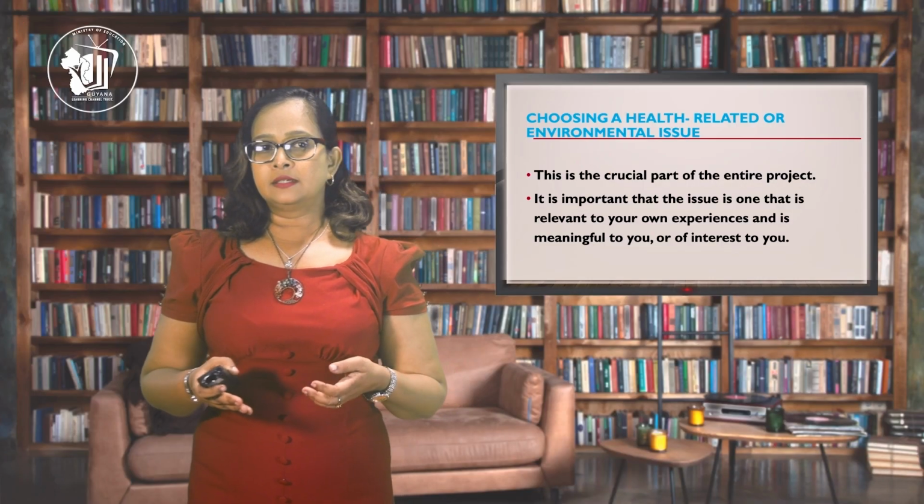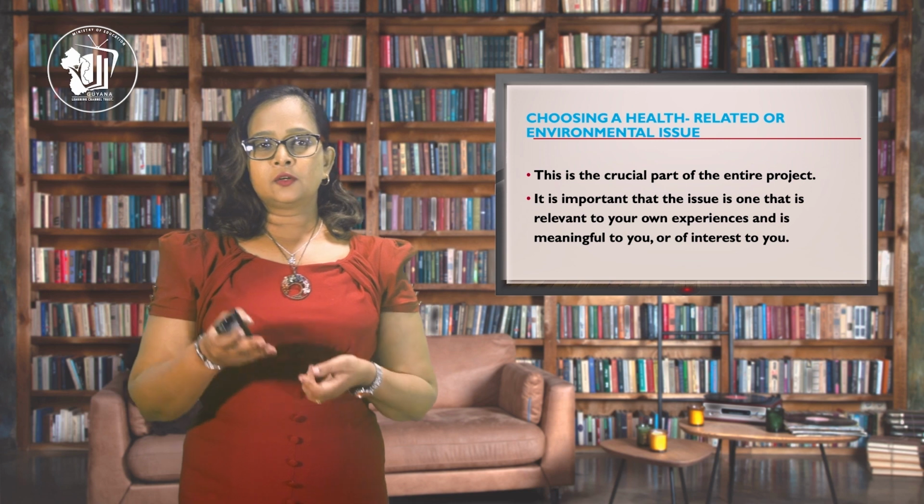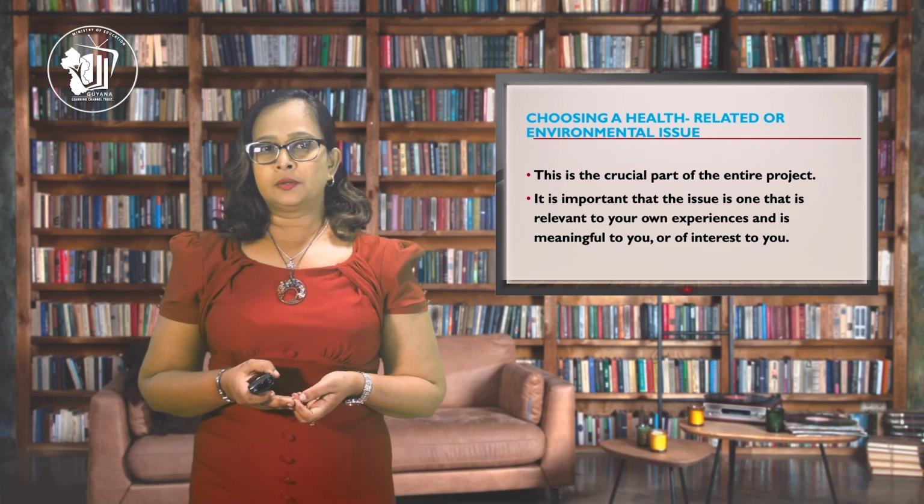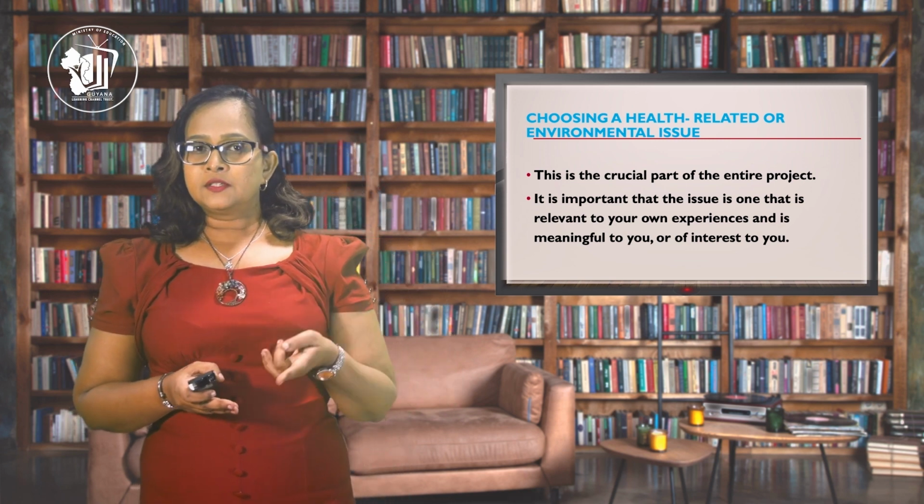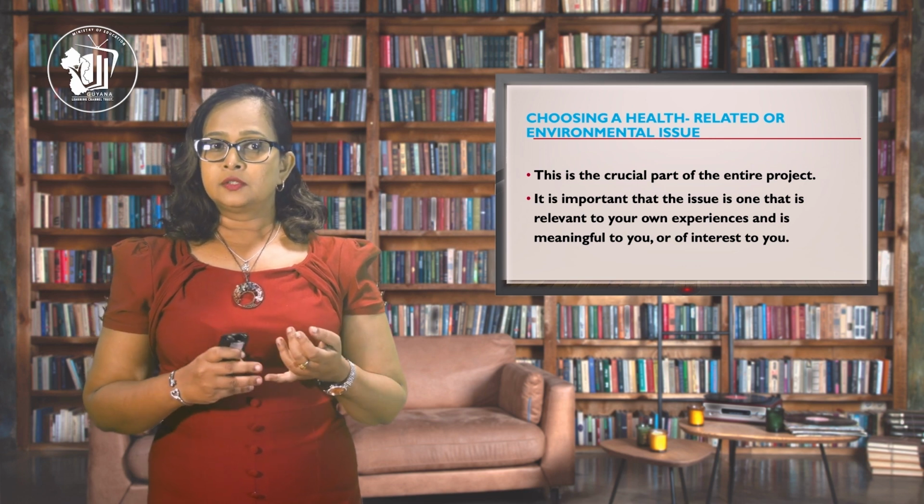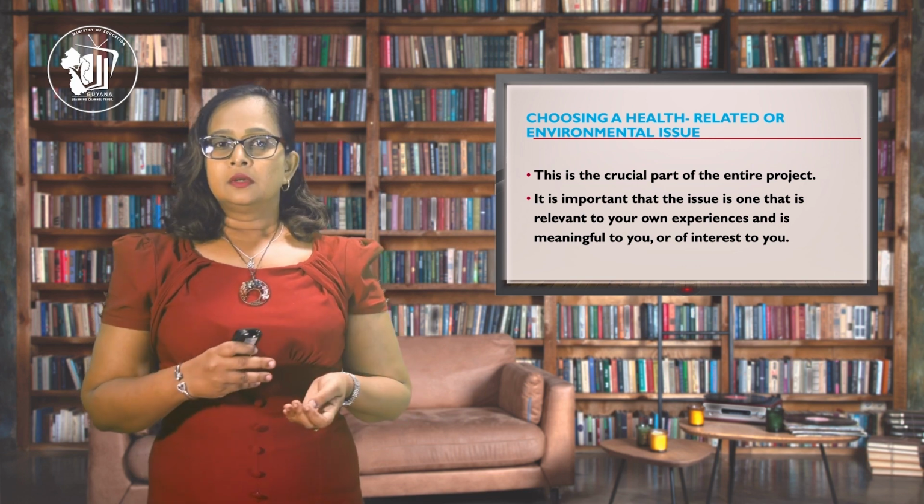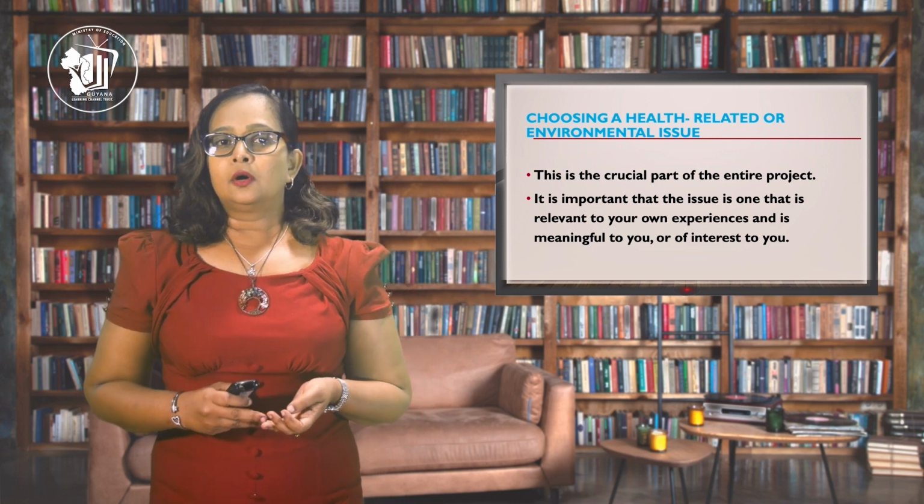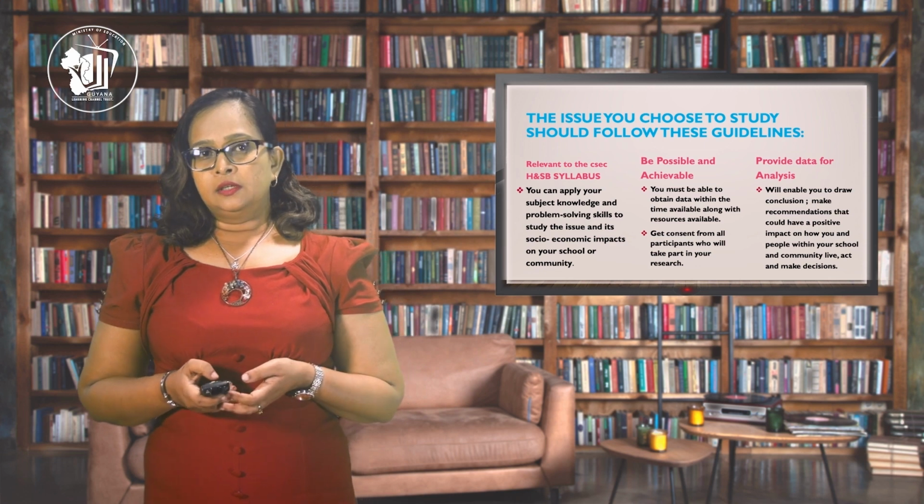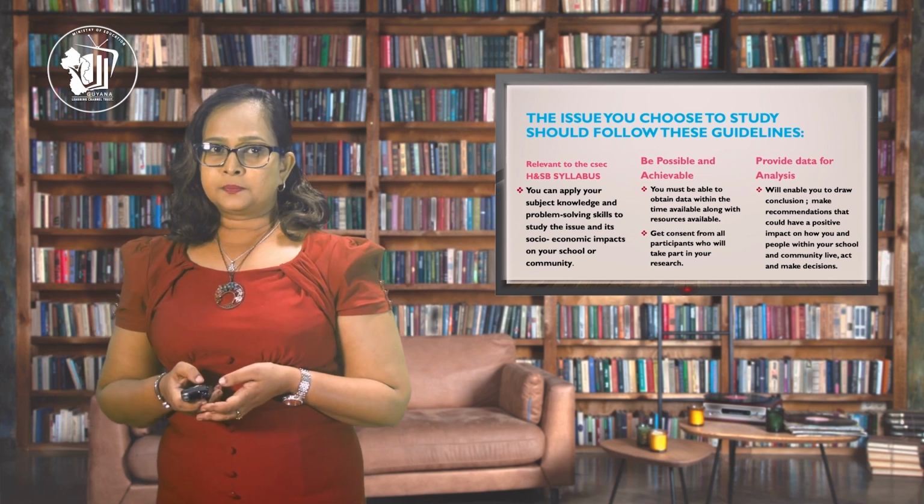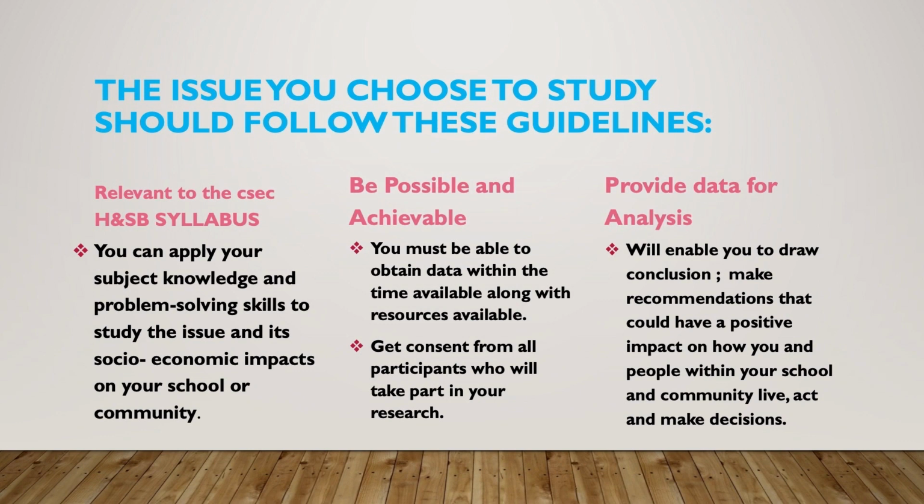Choosing a health-related or environmental issue. This is a crucial part of the entire project. It is important that the issue is one that is relevant to your own experience and is meaningful to you or of interest to you. The issue you choose to study should follow these guidelines. It must be relevant to the CSEC Human and Social Biology syllabus. It must be possible and achievable. It must be able to provide data for analysis.